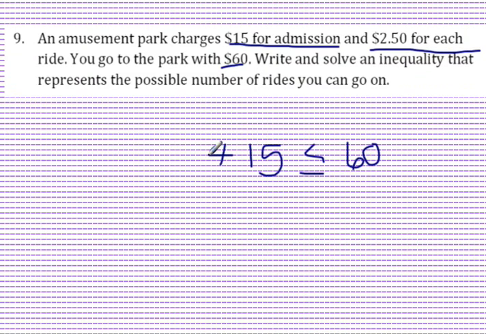It's kind of like the state fair. You pay to go in, then you just pay more money to eat food. So for every x ride I go on, it's going to cost me $2.50. So x is going to represent the number of rides that I can go on. So I need to solve this to figure out if I can even go on a ride.